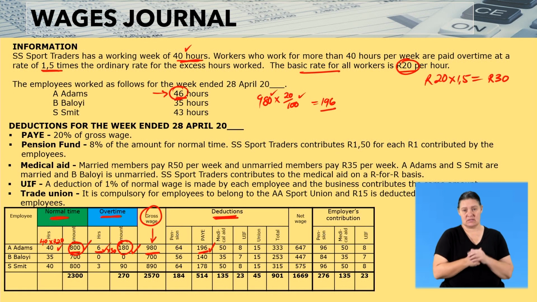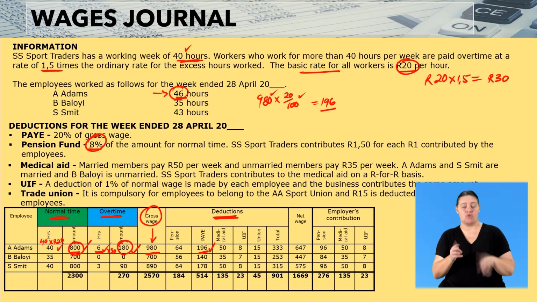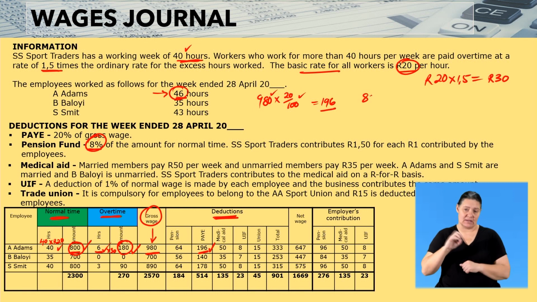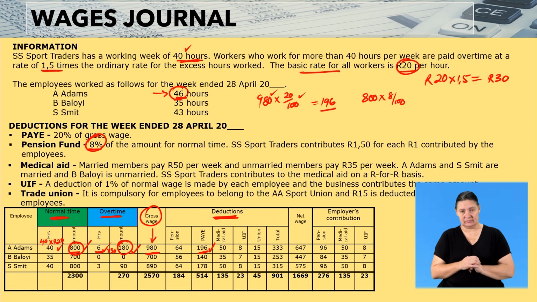Pension fund. 8% of the amount for the normal time. SS Sport Traders contributes 150 for each rand contributed by the employee. So the first one is the deduction, 8% of the normal time. My normal time is 800. So I'll take my 800, multiply by 8%. That is going to give me 64. Here I find my pension fund, 64.